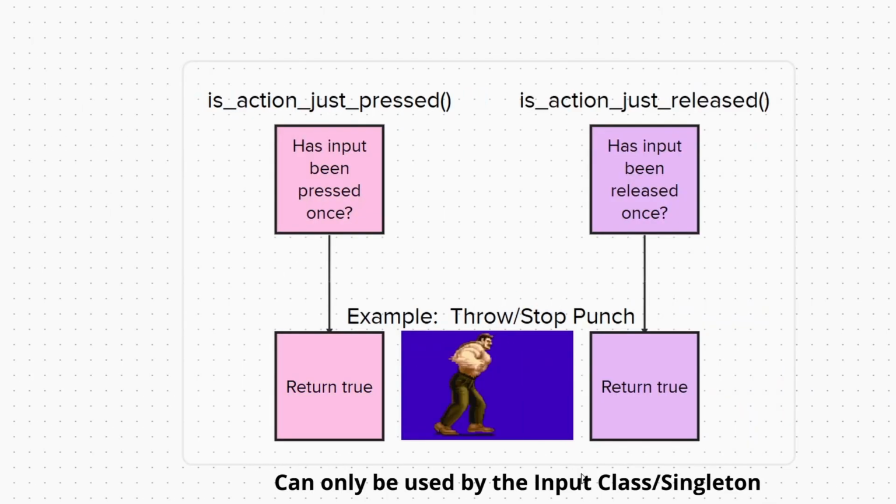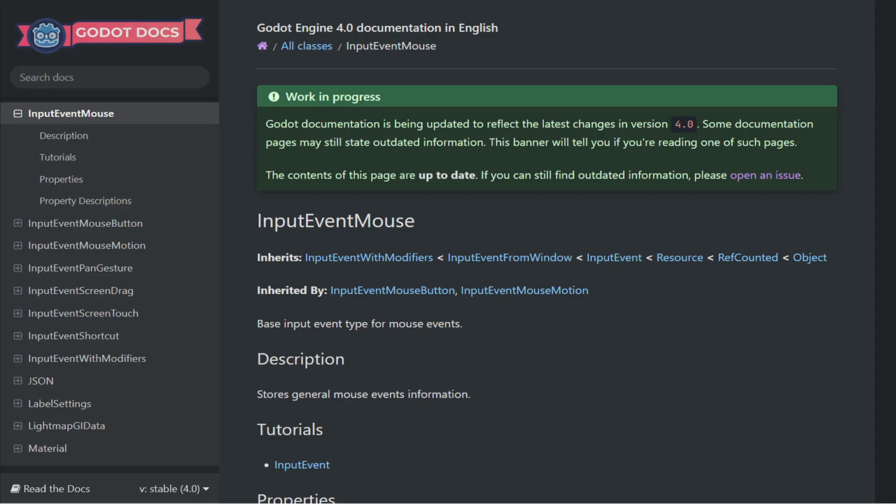Then we have the functions isActionJustPressed or isActionJustReleased, and these you can only access if you use the input class. So the isActionJustPressed function will check if the input or the button has been pressed only once, and then return true, and then it'll stop the input. Then the isActionJustReleased function checks has it been released, and then returns true. We can also detect mouse input using the built-in subclass InputEventMouse, which handles the input for both mouse buttons as well as the mouse motion. Unlike regular buttons though, mouse wheel clicks only produce pressed events instead of both pressed and released state events.